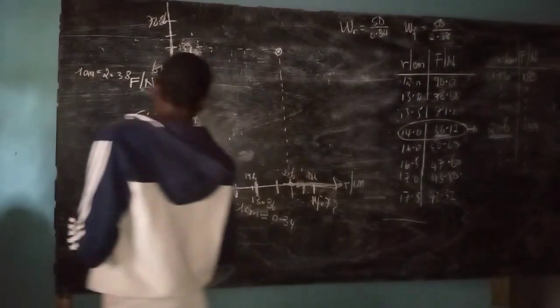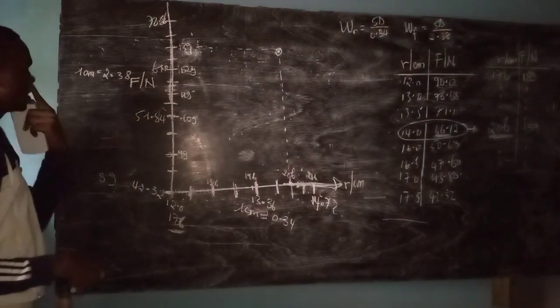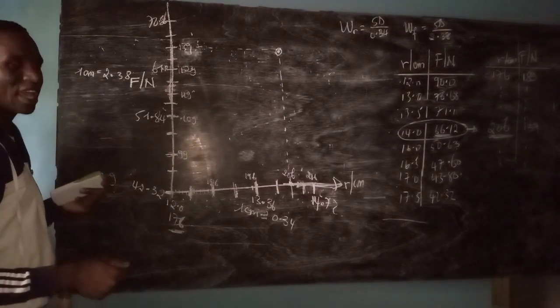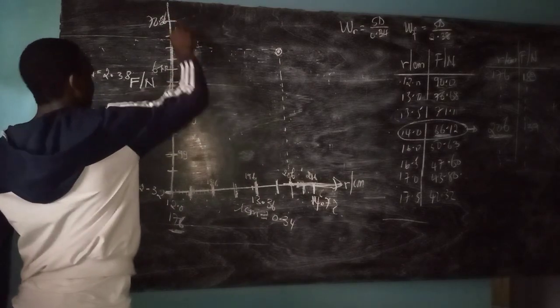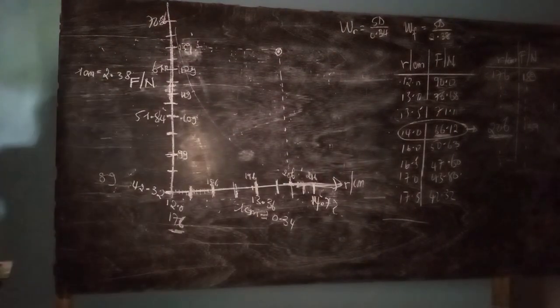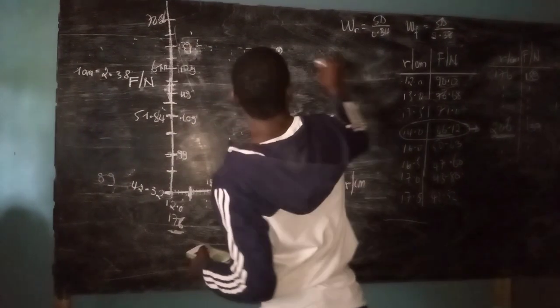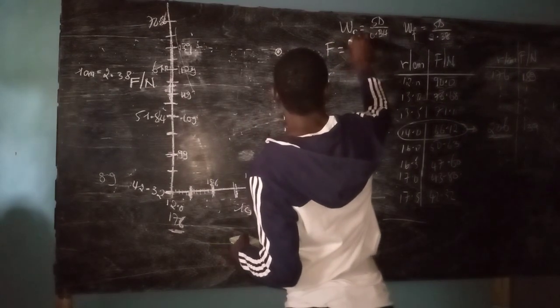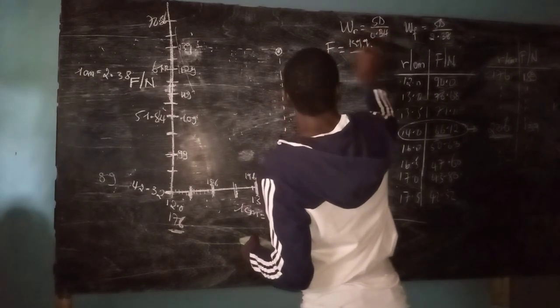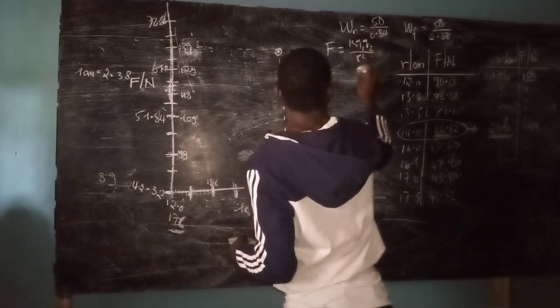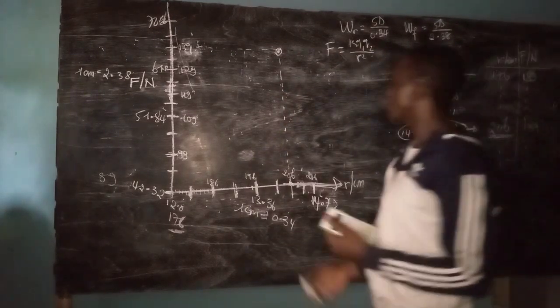At the end of the exercise, you might have plotted a lot of points. Normally, when you plot the force F versus R, the graph will look somehow like this. When you plot the curve, because the electrostatic force between 2 point charges is K Q1 Q2 divided by R squared, I know that the graph of F against R will look something like that.